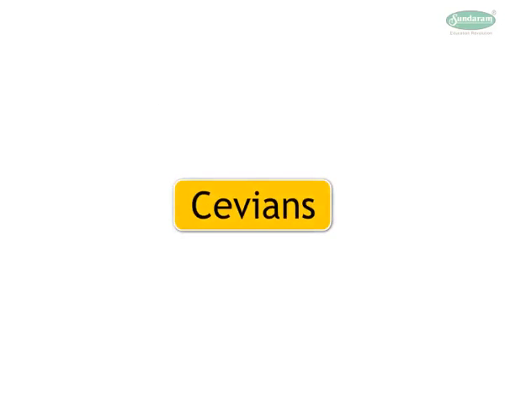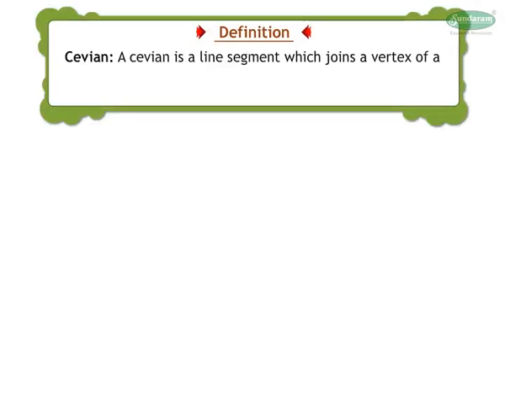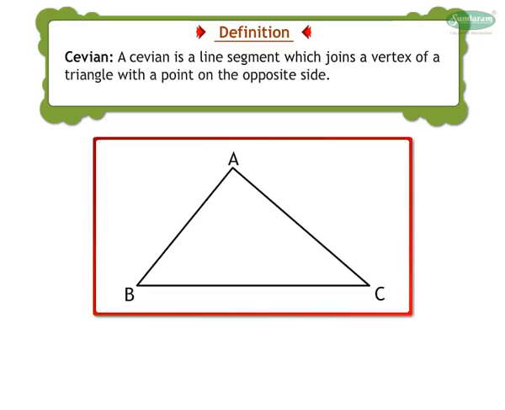Let us now learn the new word cevians. A cevian is a line segment which joins a vertex of a triangle with a point on the opposite side. For example, consider a triangle ABC. Take point P on side BC, point Q on side AC, point R on side AB. The segments AP, BQ and CR so drawn are called cevians.